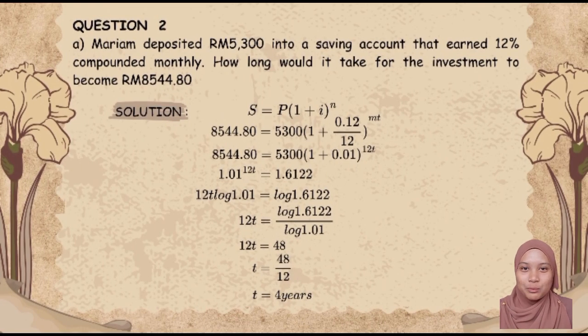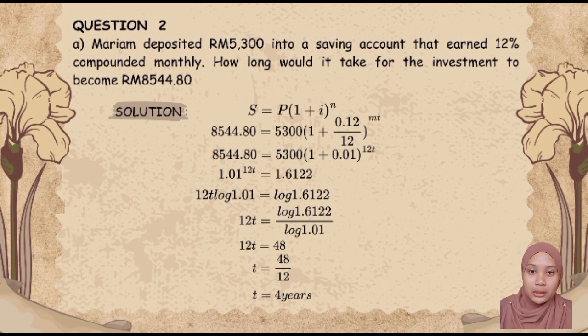Hello everyone, let us move to some example questions of compound interest. Look at this question. Mariam deposited 5,300 into a saving account that earned 12% compounded monthly. How long does it take for the investment to become 8,544 ringgit and 80 cents? In this question, the information that we can get is P equals 5,300 ringgit, k equals 12%, m equals 12 because they mentioned that the investment is compounded monthly.